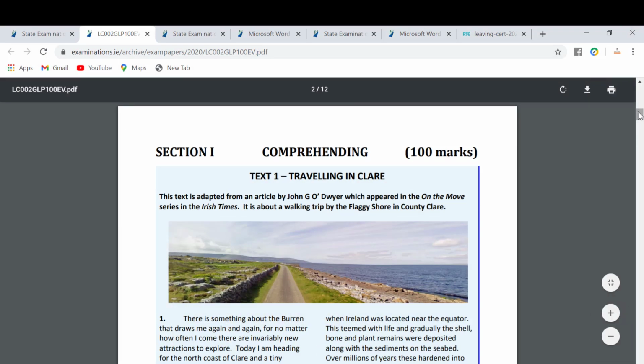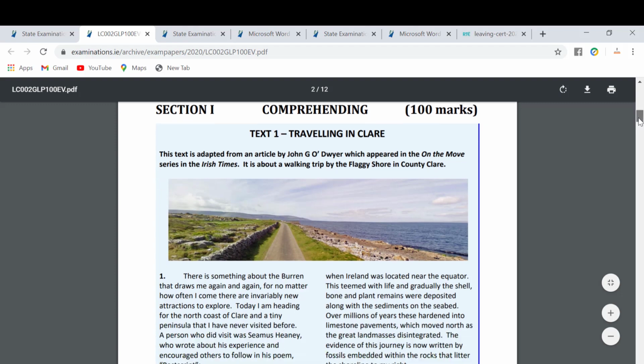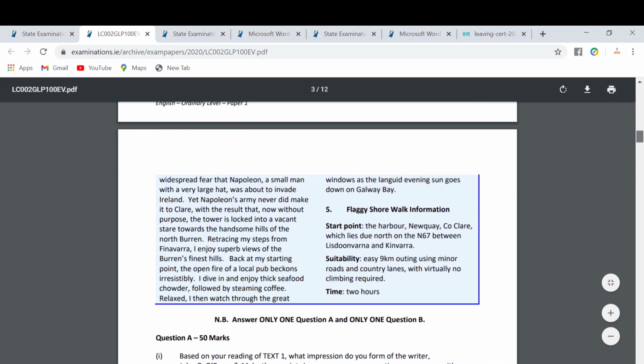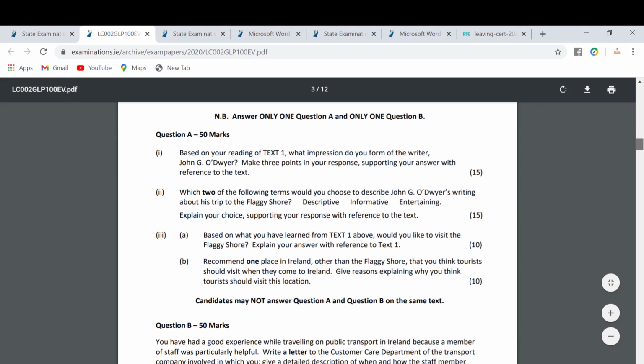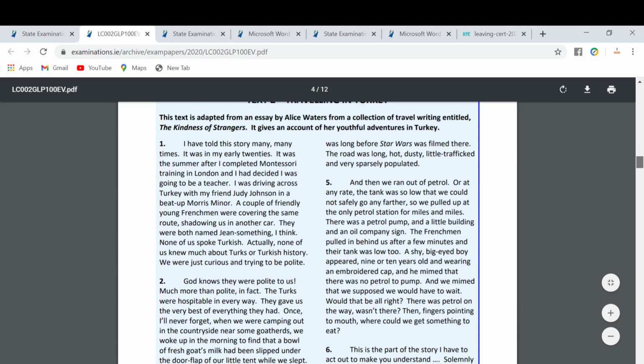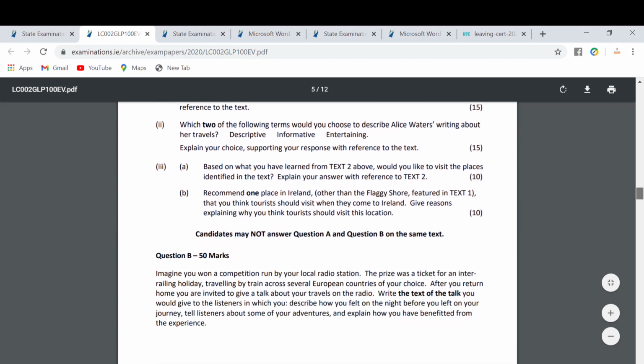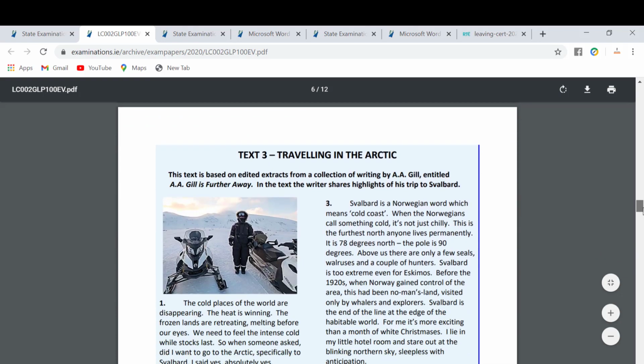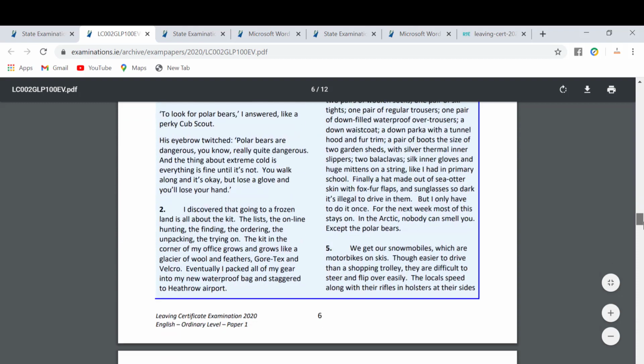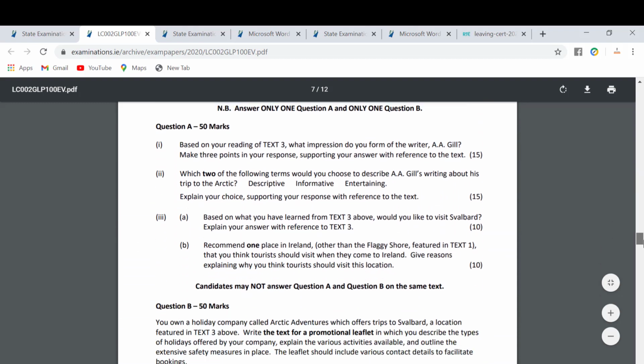So there are 3 texts. Text 1, which is followed by a question A and B. Text 2, which is followed by a question A and B. And text 3, which is followed by a question A and B.